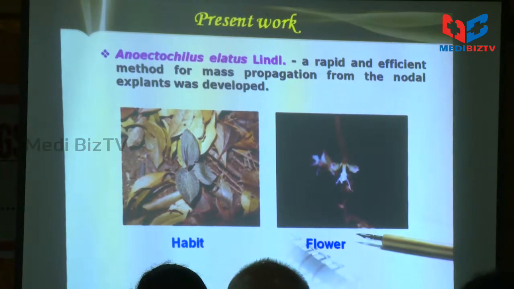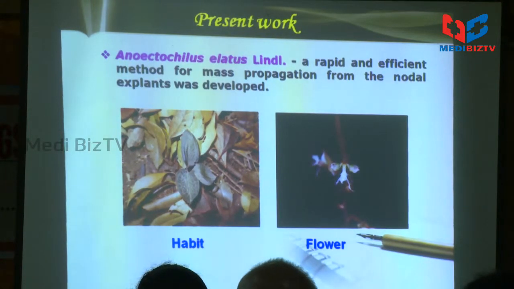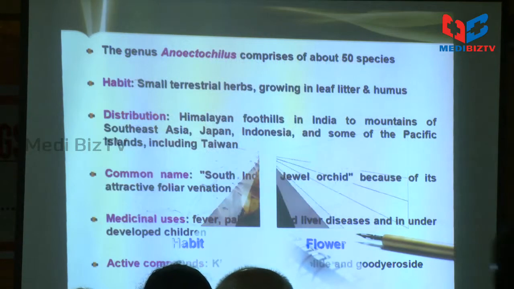And this is the habit of this species. The leaves are usually velvety maroon green or blackish green with a glistening metallic copper vein, silver or gold. This is the flower of this species, and it blooms during November to December.